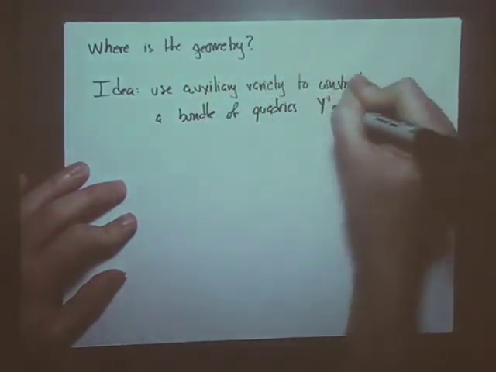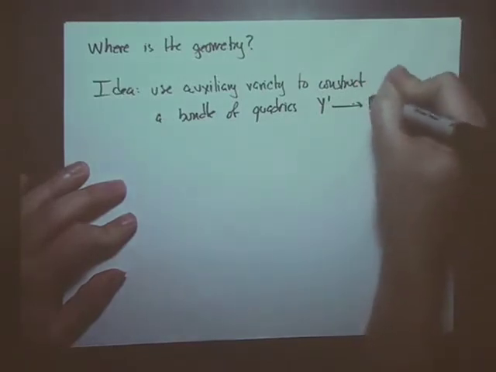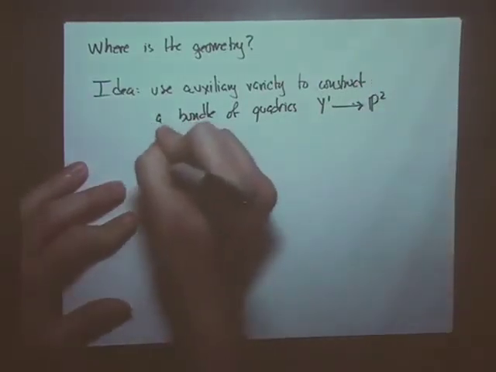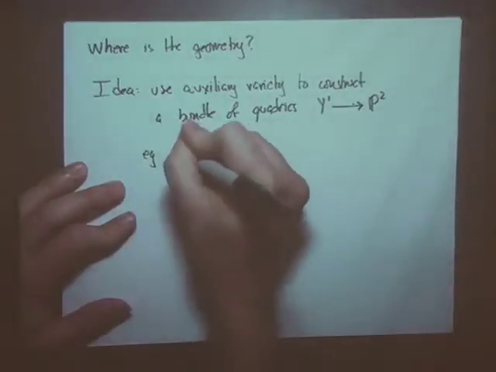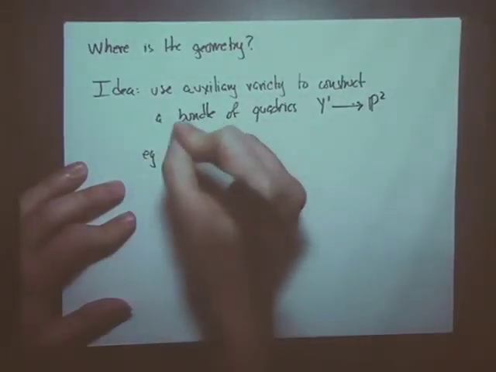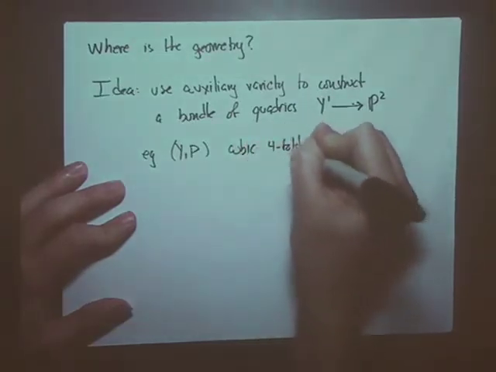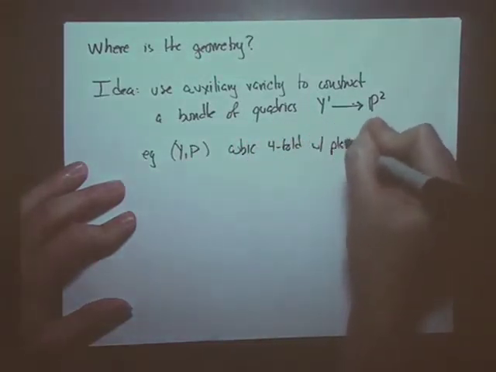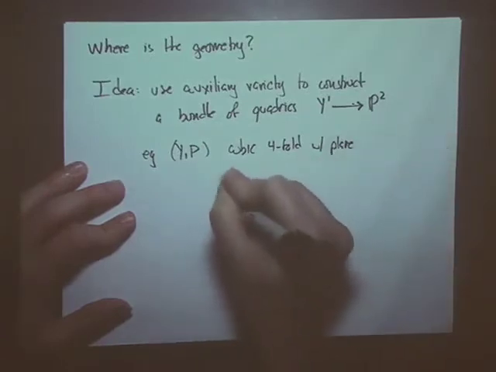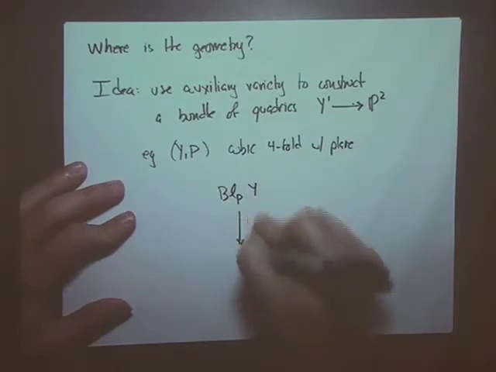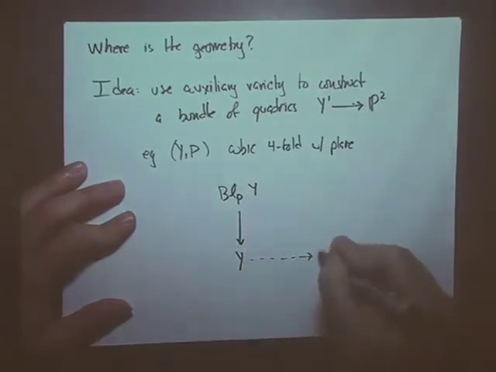So y prime to P2. For example, in the case that you have a cubic fourfold containing a plane, what I do is I just blow up that plane. And so I have a map to y.